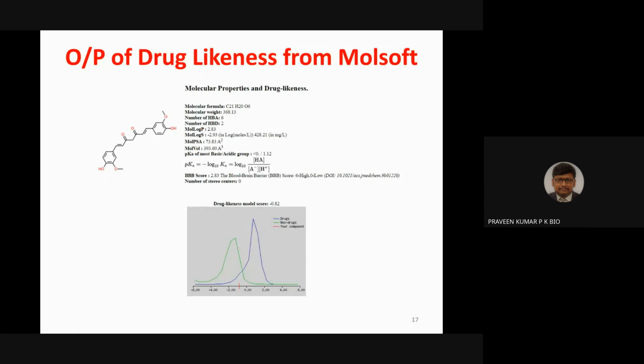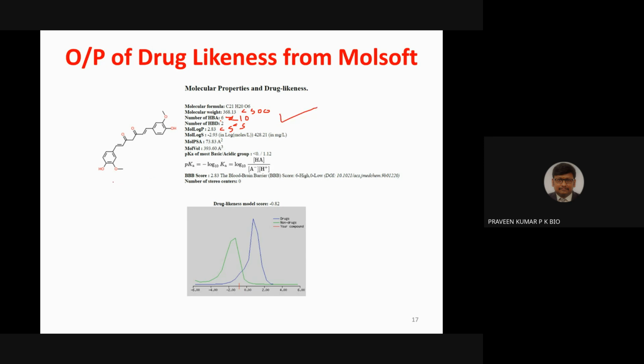And of course, this is a best example of a cheminformatics tool. This is one such output of drug likeness predicted from Molsoft. You can find the hydrogen bond acceptor is 6, which is less than 10, so this is acceptable. Hydrogen bond donor should be less than 5, so this is also acceptable. Molecular weight should be less than 500, so this is also acceptable. And the partition coefficient should be less than 5, also acceptable. So the compound satisfies all four properties, and you can say it behaves like a drug.